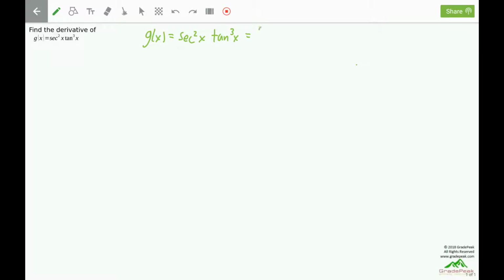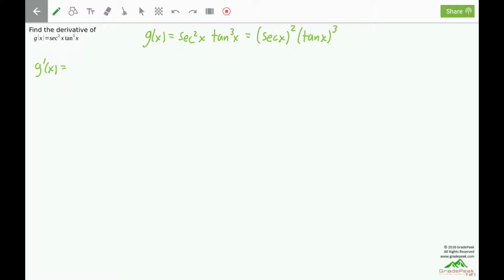But before we do that, let's rewrite these. Secant squared x means secant x and then square, and tangent cubed x means tangent x and then cubed. It's important to remember it's in that order to show us how to take the derivative of each of those terms. We start with the power rule, then we deal with the trig function. Each of them will involve a chain rule. Overall, though, we have a product rule for the derivative g prime of x.